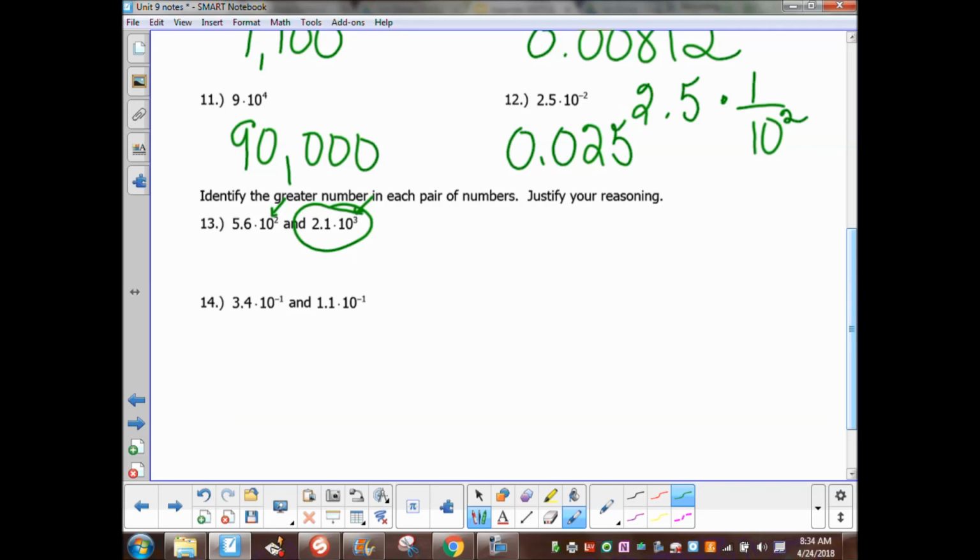So type them both into your calculator. Double check. 5.6 times 10 to the second is 560, right? And 2.1 times 10 to the third is what? 2,100, okay? But the quick way is just exactly what Cosmo said. The one with the larger exponent.